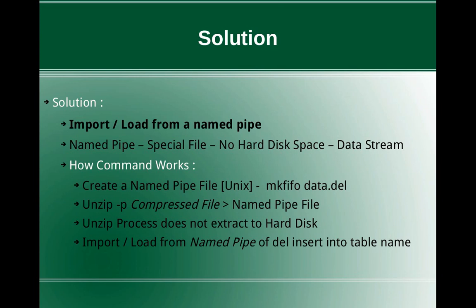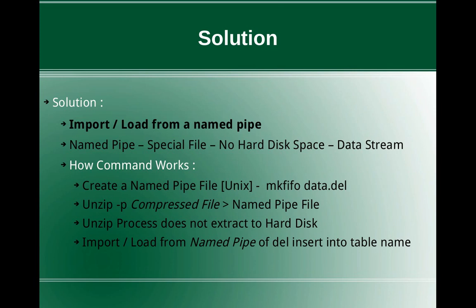First we need to create a named pipe file. You can use the mkfifo command to create a named pipe file. Then use the unzip command, wherein the unzip command will uncompress the data and stream it to the named pipe file using the redirection operator. You will see that the unzip process does not extract the data to hard disk, because it is just redirecting the output to this named pipe file. And the named pipe file will be read by the import or the load utility using the import or load from named pipe of del insert into table command.